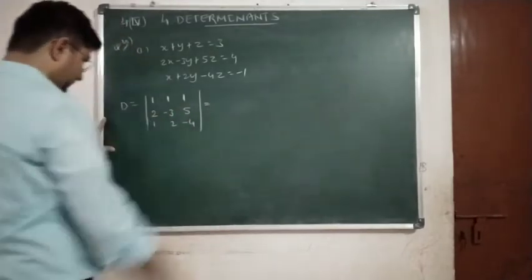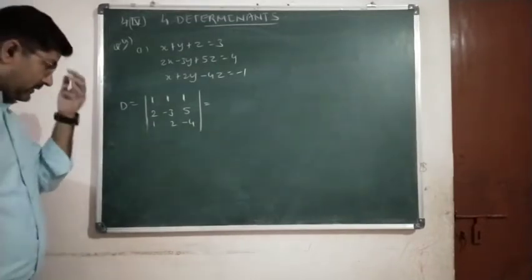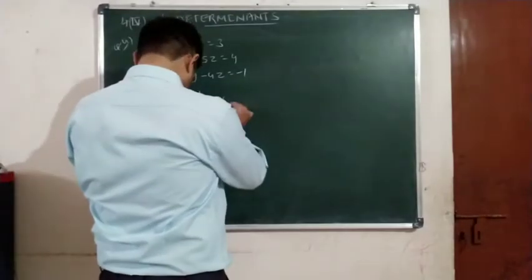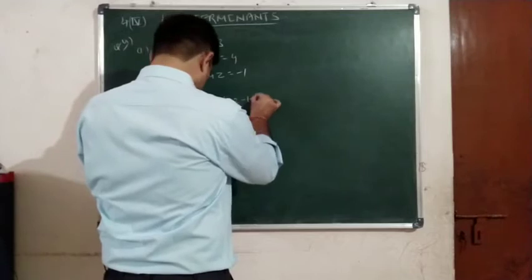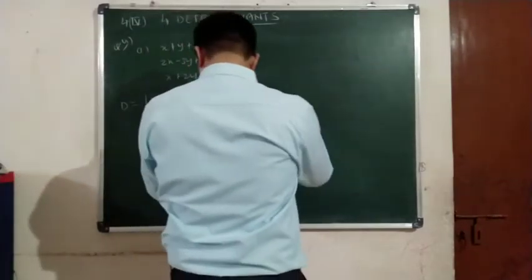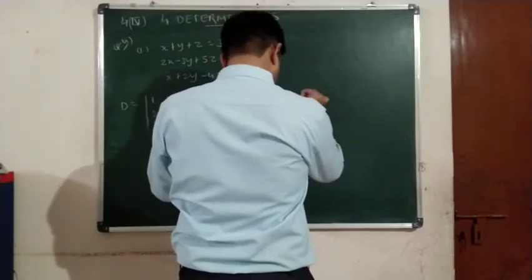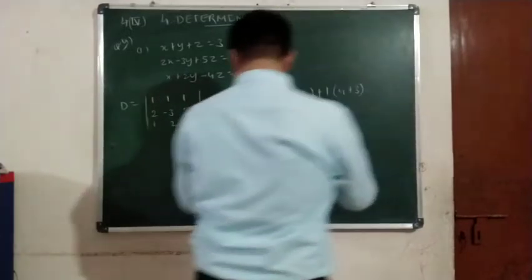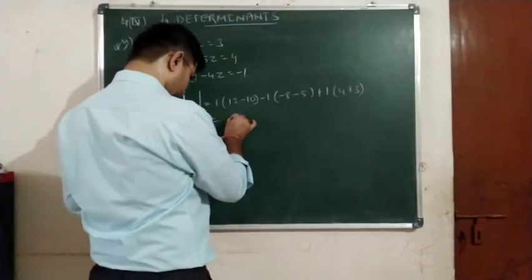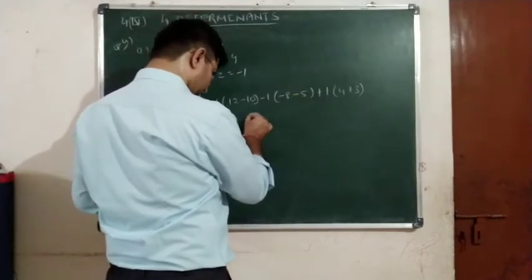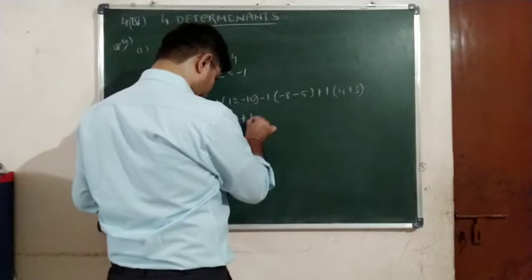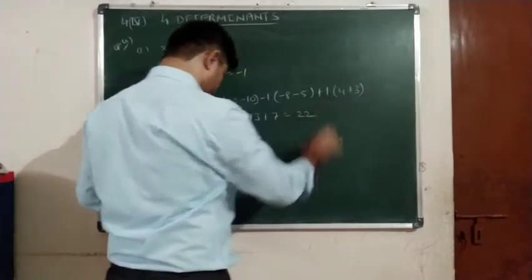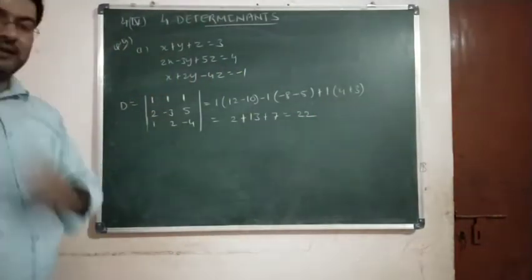Okay, now let us solve the determinant. We will expand along the first row. So 1 into (12 minus 10) minus 1 into (minus 8 minus 5) plus 1 into (4 plus 3). 12 minus 10 will be 2. Minus minus 13, minus minus is plus, so plus 13, and 4 plus 3 is 7. So we got 22, the value of D.